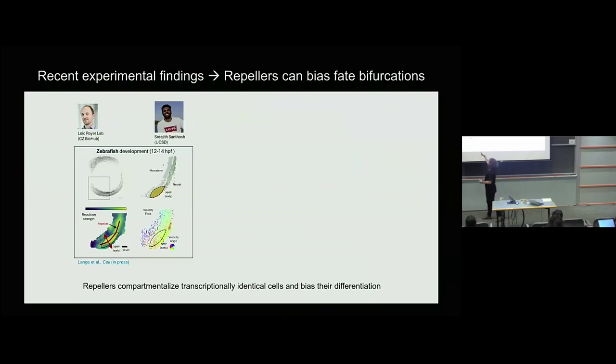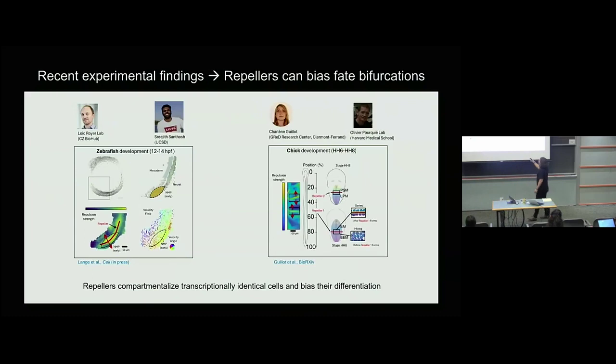So if there is a morphogen diffusing in this tissue, this morphogen will be blocked by this repeller. It's just a hypothesis. Maybe the reason is completely different. We found something similar also in the chick embryo with different collaborators, that repellers can help bias cell-fate bifurcation for this reason. Then, of course, from here to understand cell-fate bifurcation is a different question.